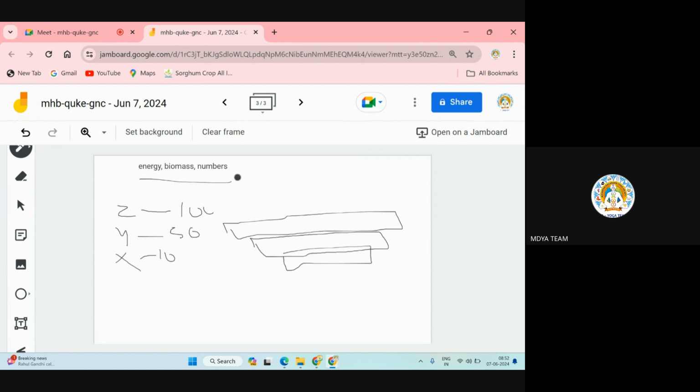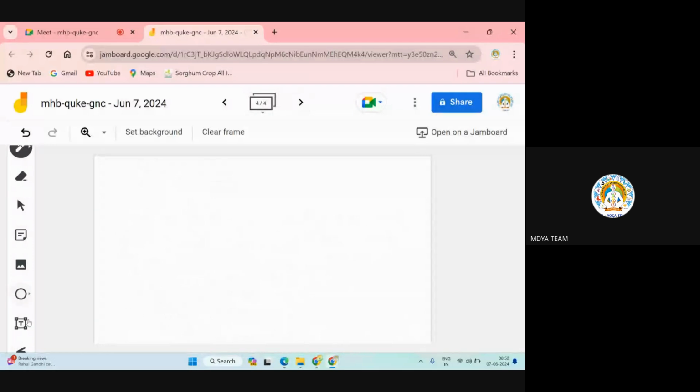A similar pyramid we need to draw in the food chain also. I already told you the lowermost will be the producer, primary consumer, secondary consumer, and tertiary consumer. So let's draw the pyramid. First is the pyramid of number. So first we need to just apply some common sense. What are the producers in the ecosystem we will talk about? Now we are talking about a forest ecosystem.